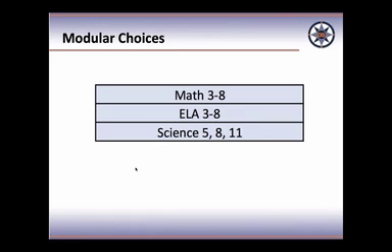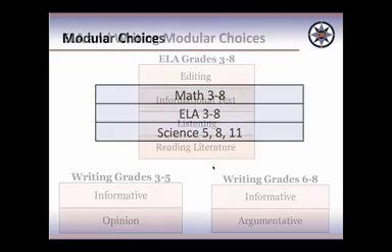So these are the choices for the modulars. For math, you've got math 3 through 8, ELA 3 through 8, and science 5, 8, and 11. And remember here that the 8th graders, 7th graders, and 6th graders can take the 5th grade science test, and they can do that right now, and that might give some information to the science teachers. So those are the 3 subjects.